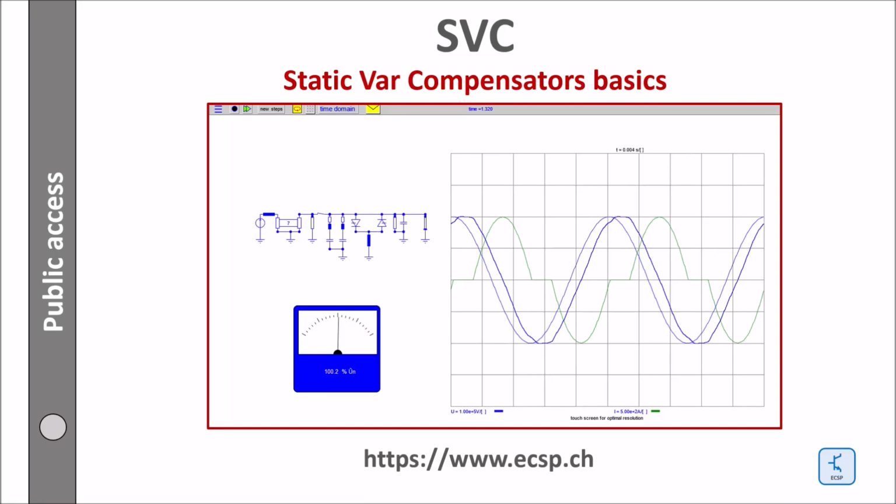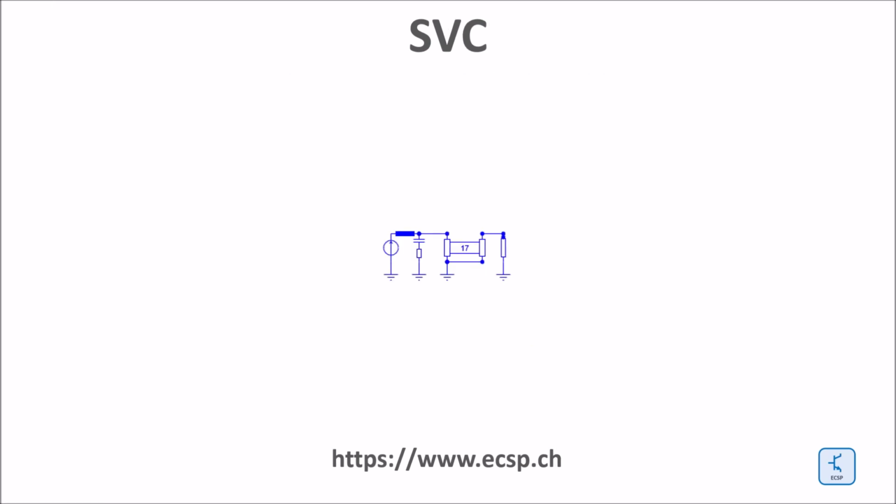Hello, I have recently been asked to provide a lecture about the basics of static var compensation, or SVC. In order to make the case, I built this very simple single-phase model of a power grid, where we have a source, we have an impedance, then we have a line, a power line, and we have a variable load.